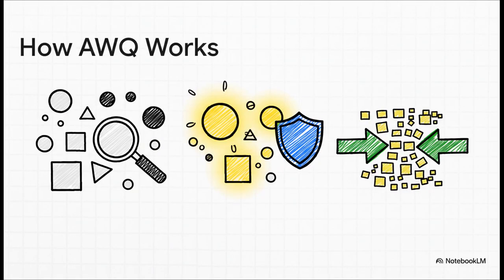So how does this actually work? Well, AWQ is smart. First, it goes through the model and figures out which weights are the superstars, the salient ones, that have the biggest impact on the final answer. Then it protects them, keeping them at a higher precision. But the less important weights, it quantizes them aggressively. This selective, targeted approach is what lets us get all the way down to 4-bit precision with almost no drop in accuracy.